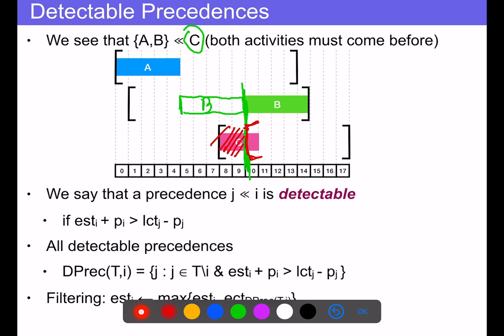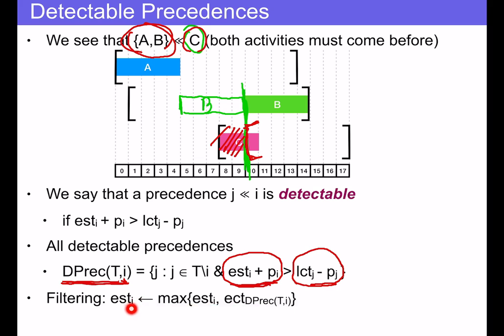Now, with respect to C, I will denote this set A and B as the detectable precedence set, or I will simply say DP prec set. So the detectable precedence set of I is A and B. The formal definition is all the activities J such that the earliest start time of I plus the processing time of I would exceed the latest completion time of J minus Pj. This is what you get as earliest completion time if you put I completely to the left, and this is the latest start time if you put the activity J completely to the right. If there is an overlap, clearly, then J should come before the activity I.